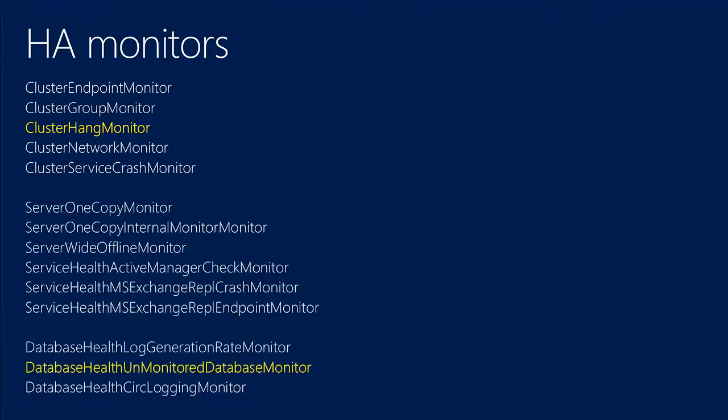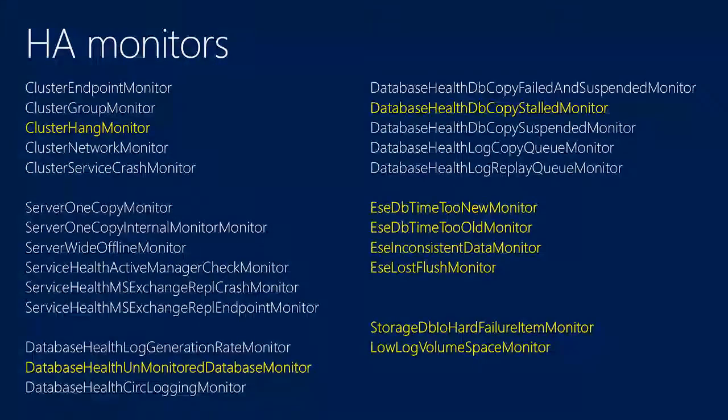So if we were to look at all the monitors that the HA team uses, there's several, and I'll actually build them up. All of the ones that you see here in yellow are ones that we just added in Service Pack 1. Everything else in white has been there since RTM. And so you can see there's a lot of different monitors related to the cluster health, redundancy, service health, database health, lost flushes, which are the ESE ones, storage space, and database copy status as well.